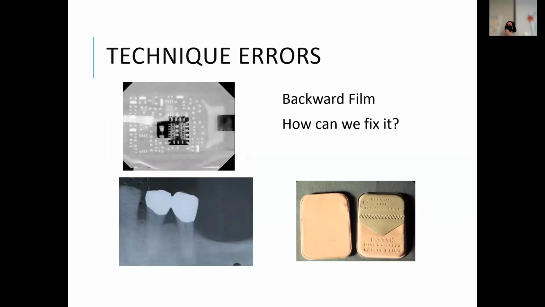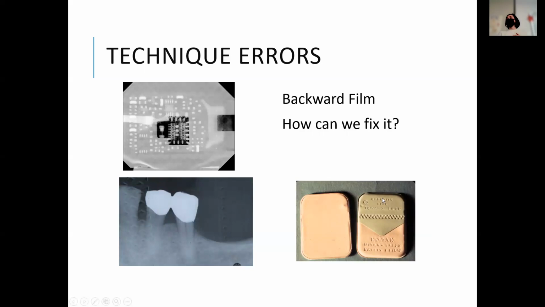If the film is backwards, so who knows what happens if you put our digital sensor backwards? Nothing, right? In this one, it shows like a little chip. That doesn't happen with ours. Nothing comes up. It's like, why isn't my picture coming up? That's just when we put our sensor backwards.